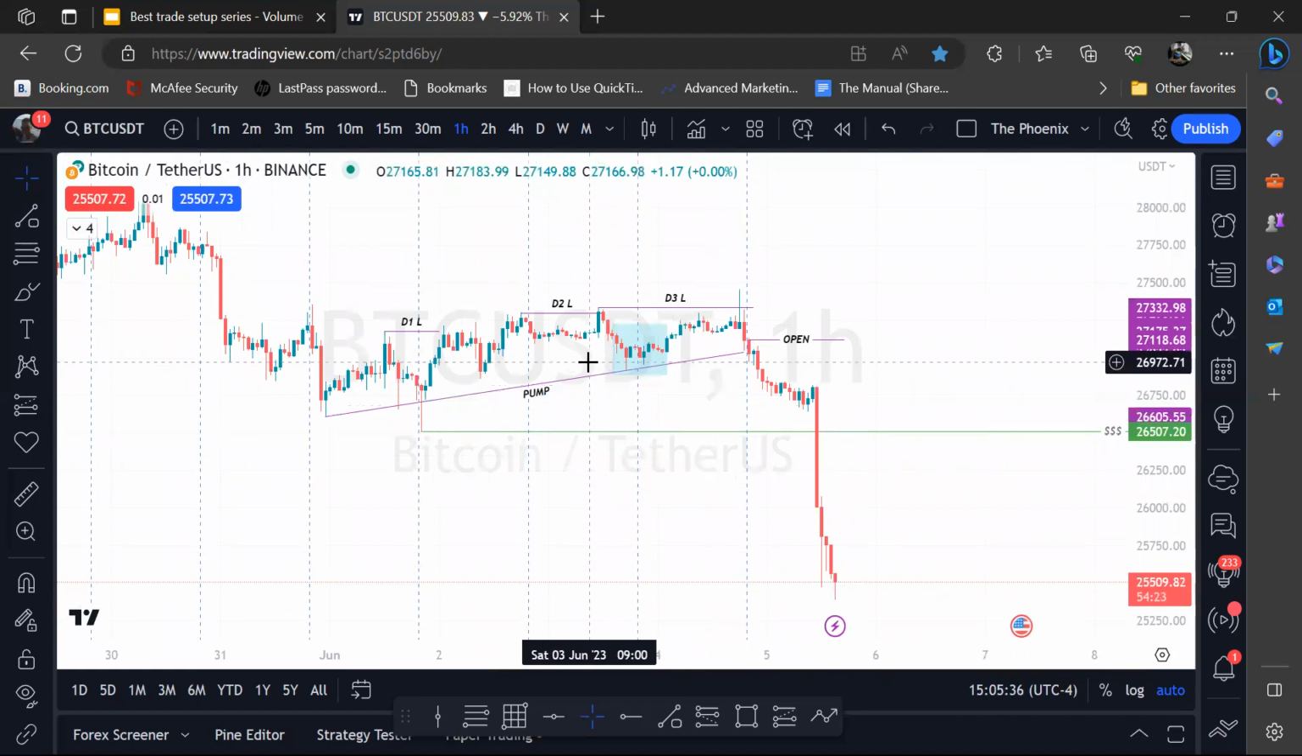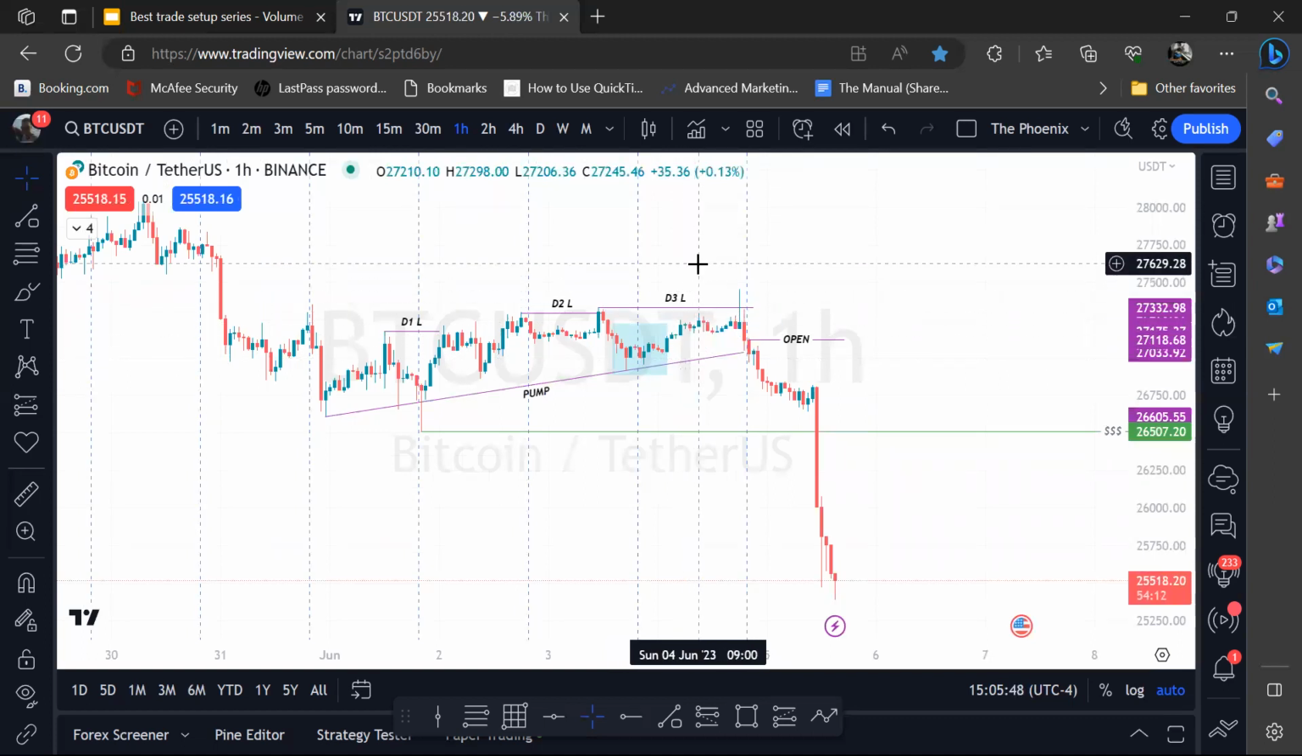Am I correct? Yes, Saturday, we had day two longs in the market. This is Bitcoin trades over the weekend. That was what was throwing me off. Sorry. And then on Sunday, which was yesterday, we had day three longs in the market.